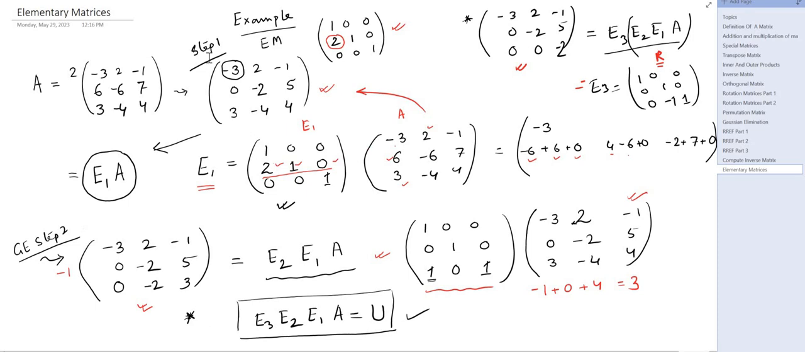So first let me use some different color probably. Okay, so first E1 is this one, second E2 is this one, this one, and this one. Okay, and finally we got this one. Hopefully it's clear to everyone. Okay, so I think it's clear, the complete elementary matrix.